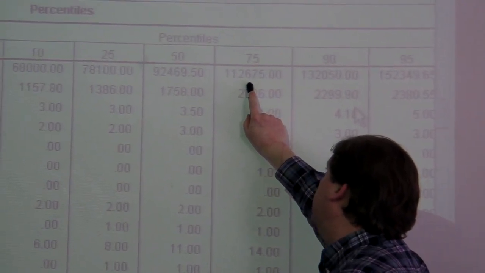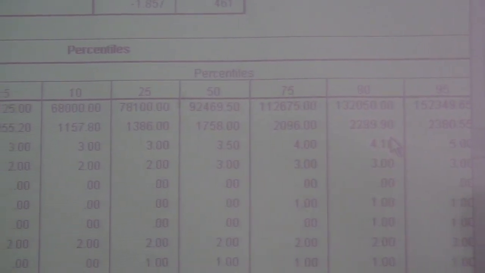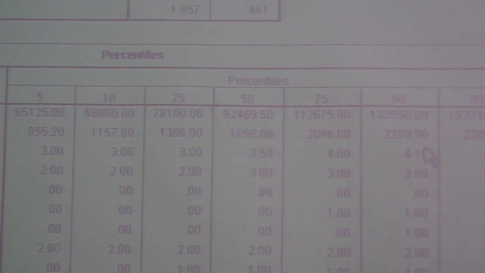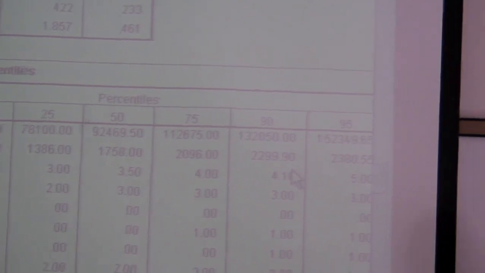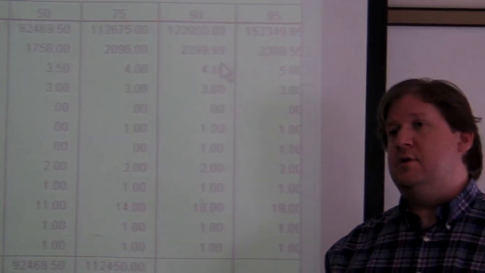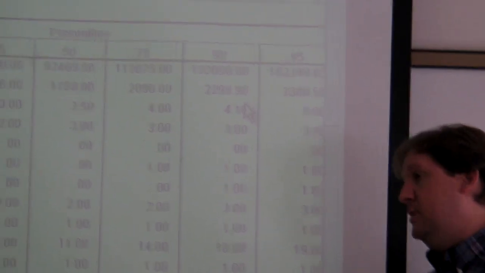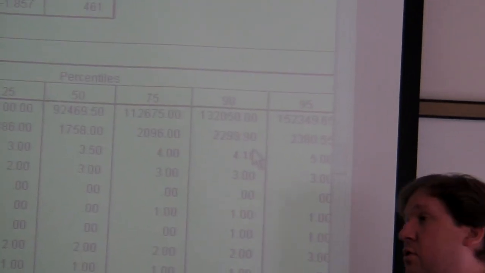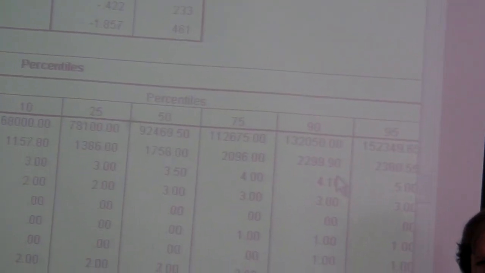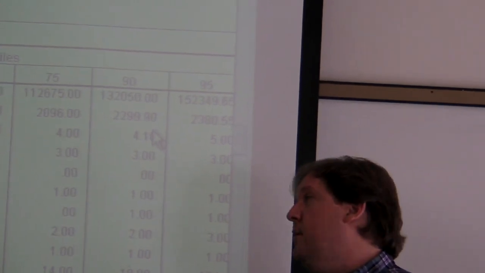Our 75th percentile here is our third quartile. In this case, it's $112,675. And so what this tells us is that approximately 75% of the houses in our sample sold for less than $112,675. And 25% sold for more than that figure. So this can also be nice information to know in terms of where these cutoff points are.